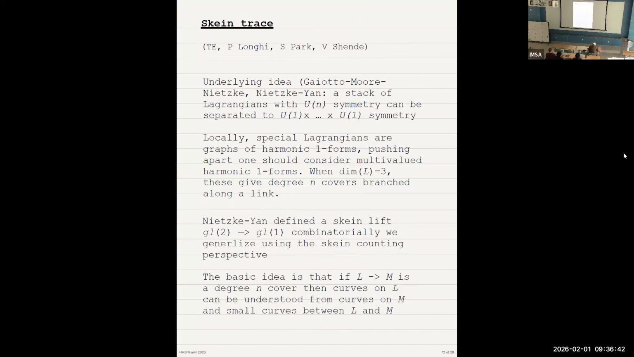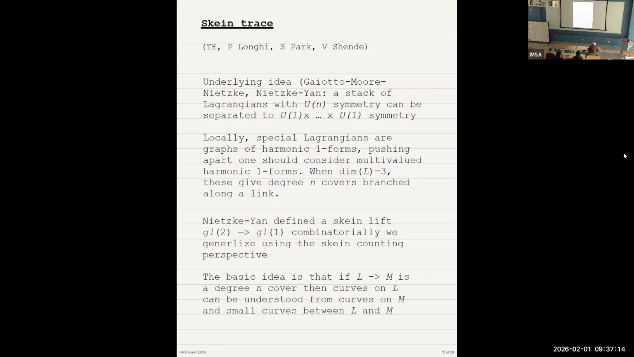Okay, so that was sort of this introduction to Skein counting, and now I'm going to try to apply it in the Skein trace business. And so the underlying idea where all these things come from that I want to study is the idea that if you have some kind of stack of branes with UN symmetry, you can lift them apart a little bit, and then you should separate them. There should be U1 times U1 times U1 symmetry.